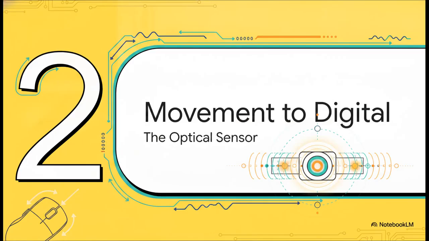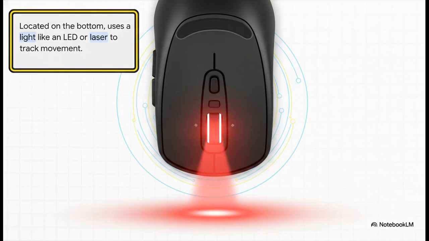Section 2. How movement becomes digital. Now, if you flip that mouse over, you're going to see the real brains of the operation, the optical sensor. Located right there on the bottom, this sensor uses a light, usually either an LED or a high-precision laser, to actively track your movement. It's not just a glowing light to make the mouse look cool. It is an incredibly sophisticated piece of hardware intensely illuminating the surface of your desk.